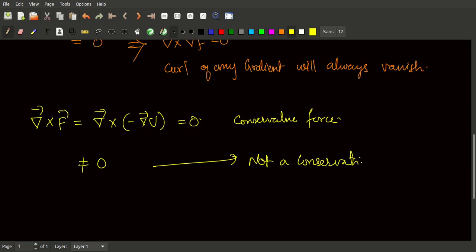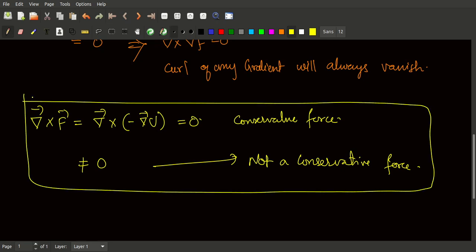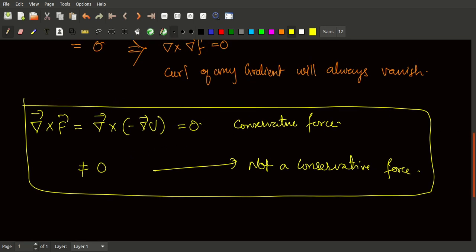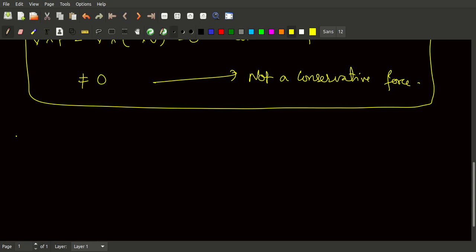So remember this one. This is purely mathematical. If this force can be represented as a gradient of the scalar function, its curl has to vanish. It's a purely mathematical statement. So you know how to find out mathematically whether a force is conservative or not. So what about the curl of our given force, F2? Let's see what the curl of this one is.